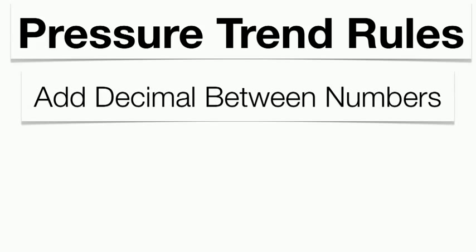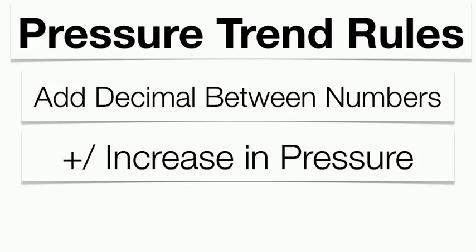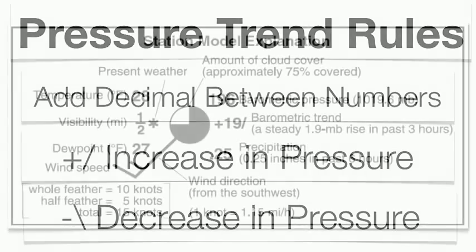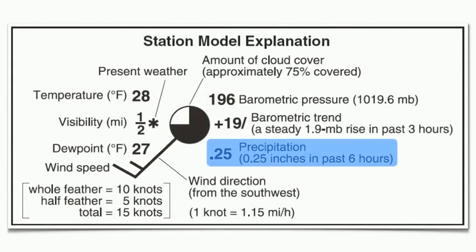First off, you want to add a decimal in between the two numbers when you take it off the station model. A plus or a line sloping upward is an increase in pressure. A negative sign or a downward sloping line is a decrease in pressure. That's how you're going to tell whether the pressure has been rising or falling over the last 3 hours. The last variable is going to be your precipitation.